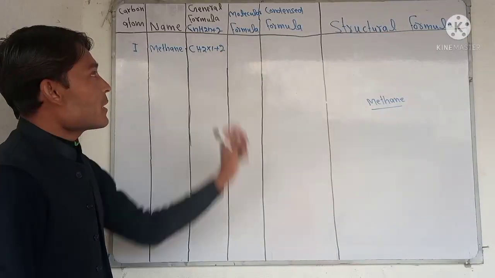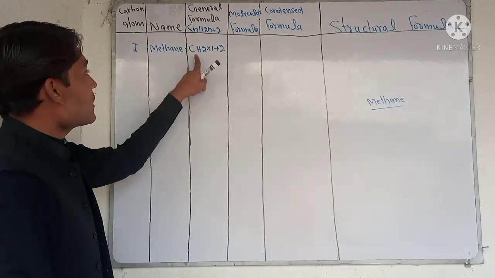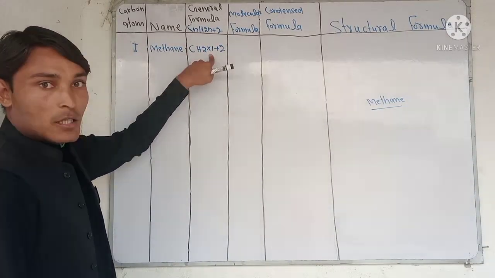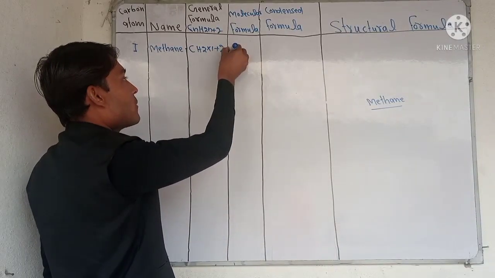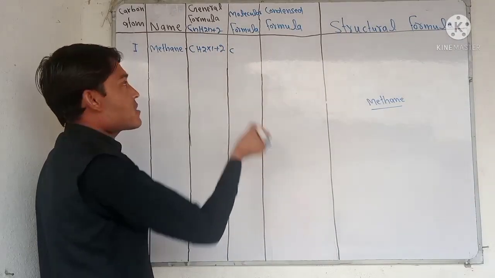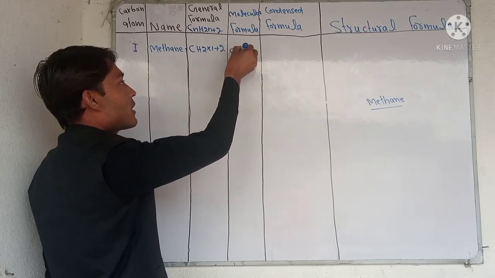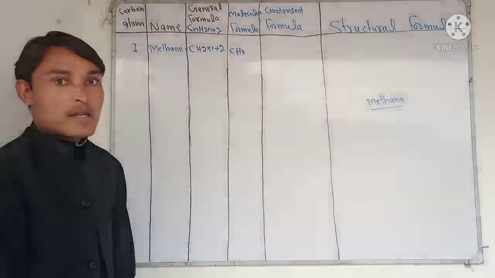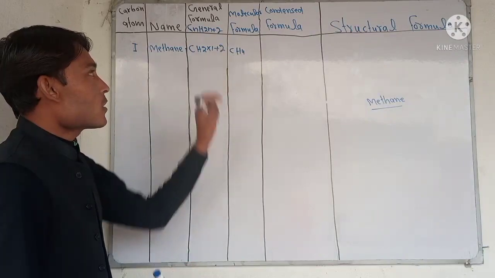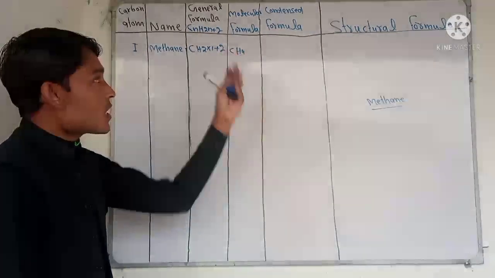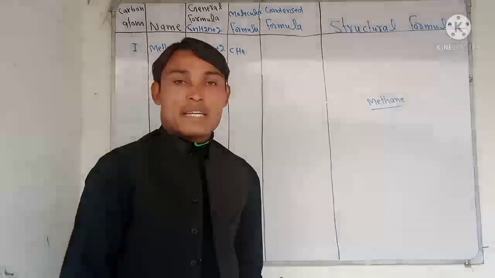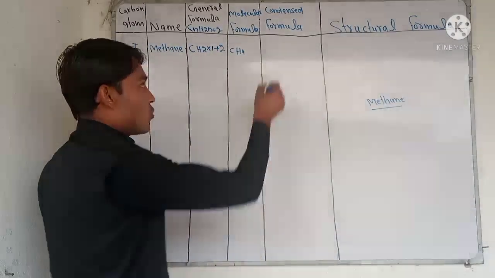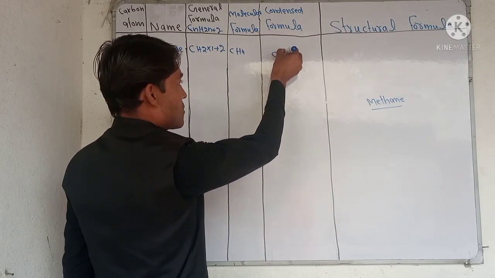Now let's talk about the molecular formula. As we know, 2 ones are 2, plus 2 is 4. And how many carbons do we have? 1. We do not write 1, we just write C and then H4. So this is the molecular formula for methane, CH4. Now let's talk about the condensed formula. The condensed formula for methane is the same, because there is no option to condense it further. That is CH4.